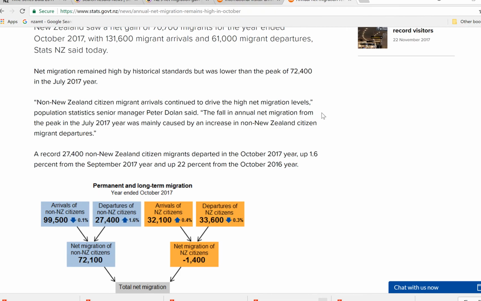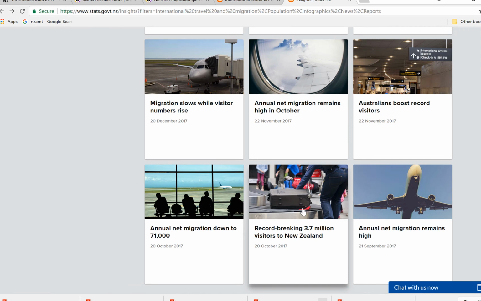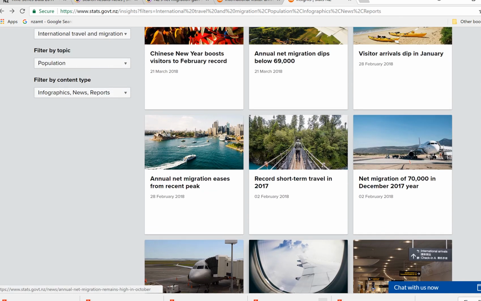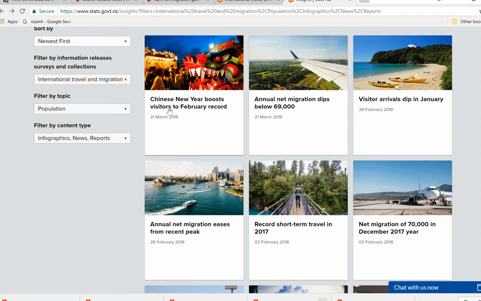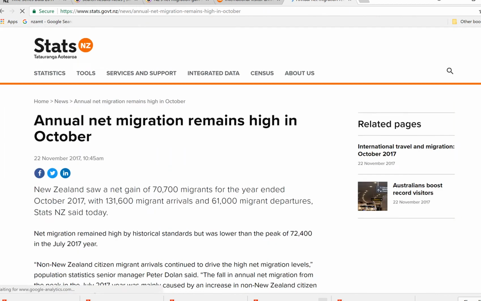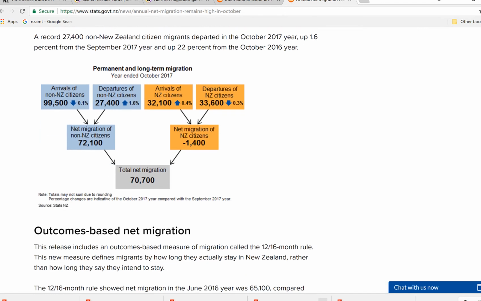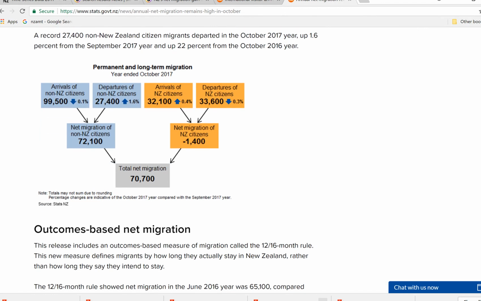So one important question to think about is where they're coming from. And so I found this article here that talks about annual net migration remaining high in October. That was just from clicking international travel and migration. And it has this wee graphic. It's from the year ended October 2017, so it's recent data, which is important.